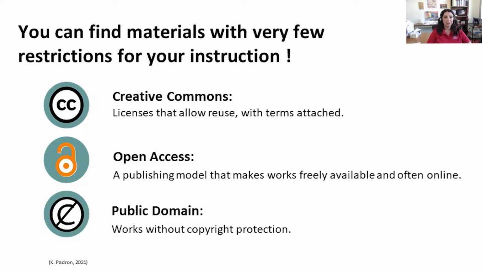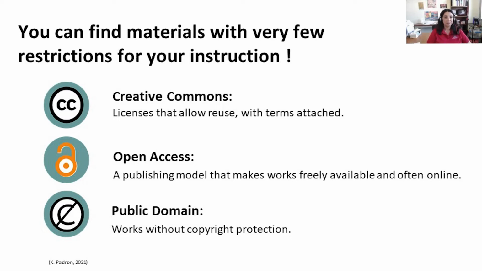Creative Commons are things you've probably seen on web pages, books, or even documents, and usually it has some sort of CC label followed by a series of letters and numbers. And these are licenses that allow reuse with terms attached. I'll explain what those mean.